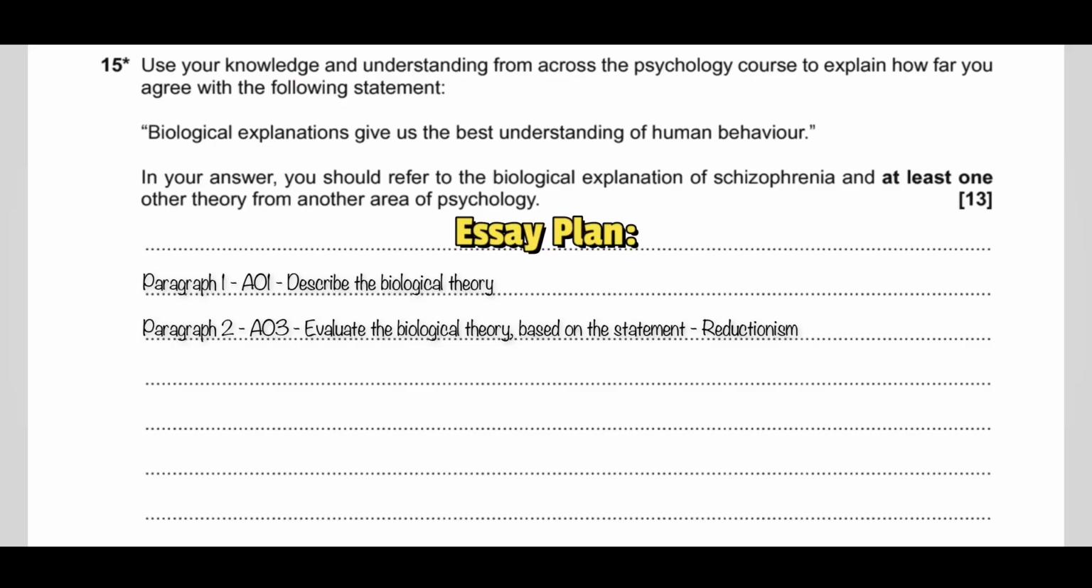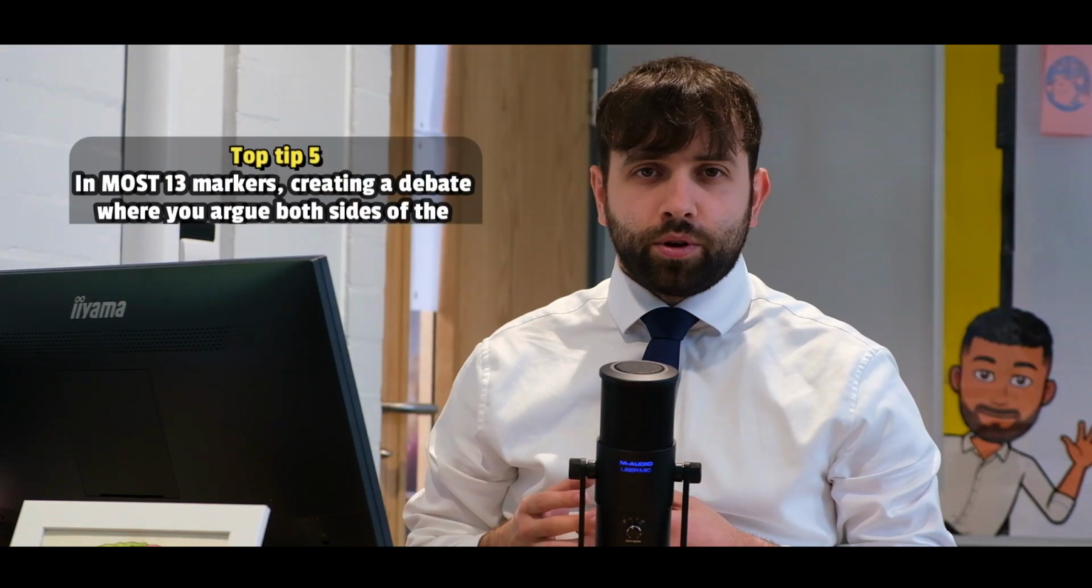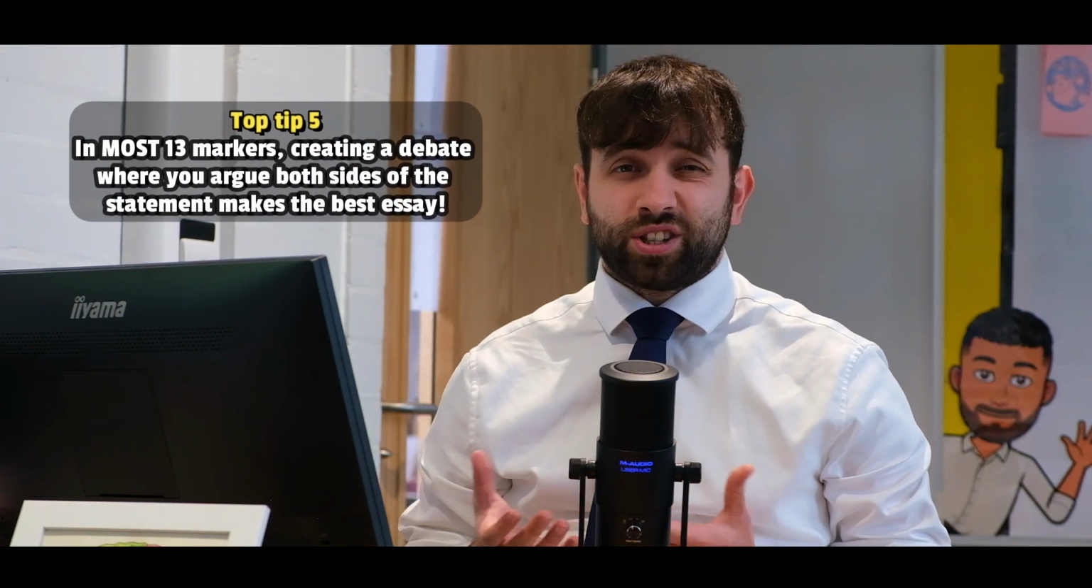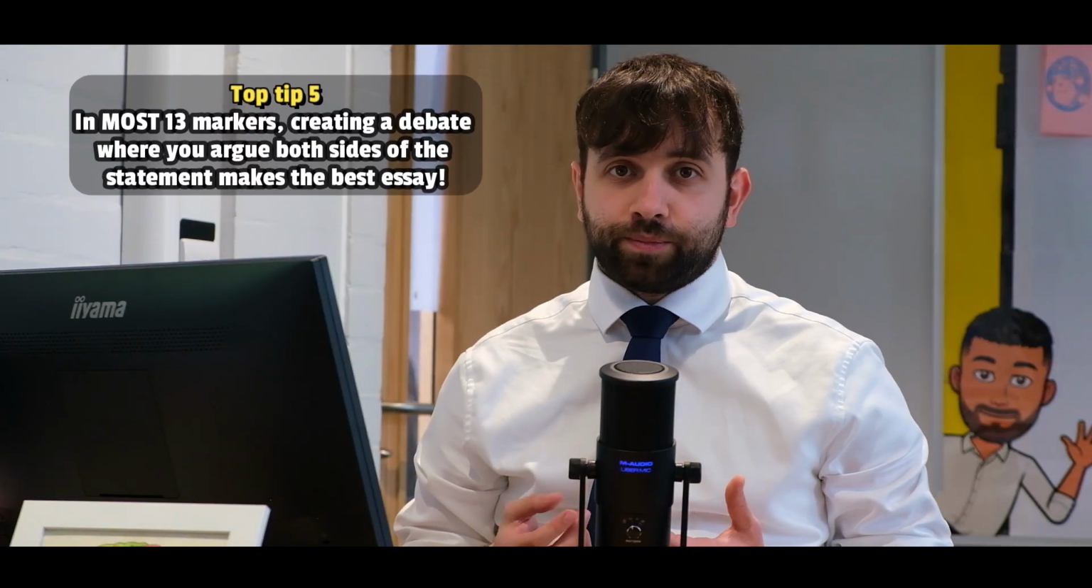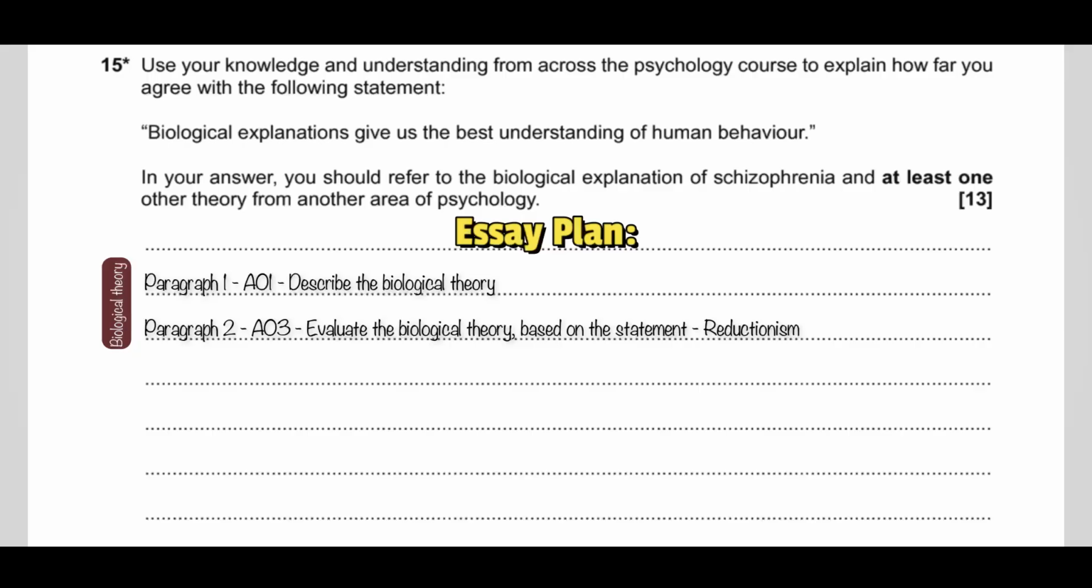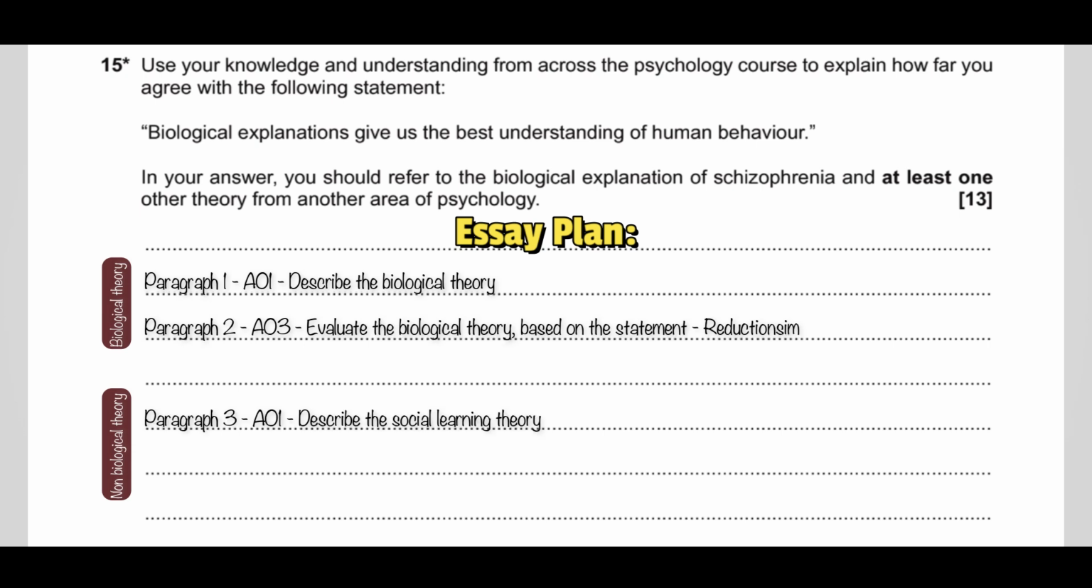Let's talk about the second half of the essay. Here we have to talk about a countering point. Now, yes, we could technically use another biological theory explanation and then give another AO3. You could do that, but for the most effective 13 markers, I always find that having a debate, having 2 sides of an argument is going to be best. So if our first half of the essay was talking about a biological theory, our second half of the essay should be about a non-biological theory. And so a really good one to talk about here, I think, would be social learning theory. That would be our second AO1 paragraph.